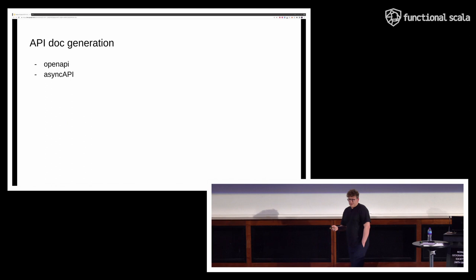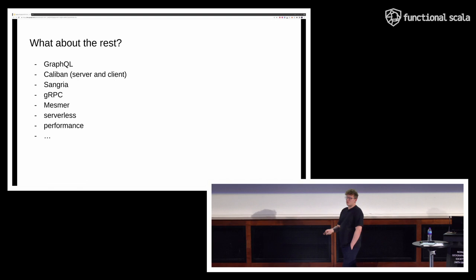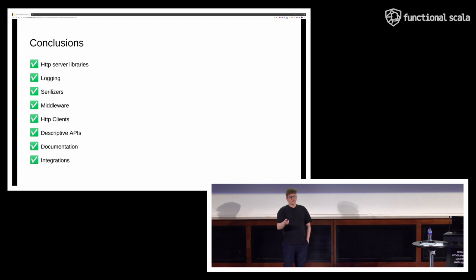Yeah, so what about the rest? We have much more. I didn't talk about performance. I didn't talk about gRPC, GraphQL things. We have Mesmer, which allows you to work with metrics. We have some serverless Lambda functions that some of you might be working with, and so on. There is much more, and it only proves a few things. If we have functional and composable HTTP server libraries, if we have logging, if we have metrics, if we have middleware, if we have descriptive APIs, if we have documentation that can be generated out of the code or the code that can be generated from the documentation, and we have many integrations, it means one thing. It means that we are ready for using Scala in production in any use case. It means FP for everyone.